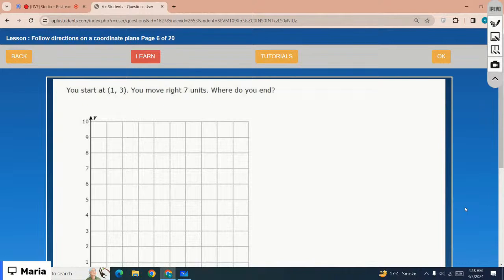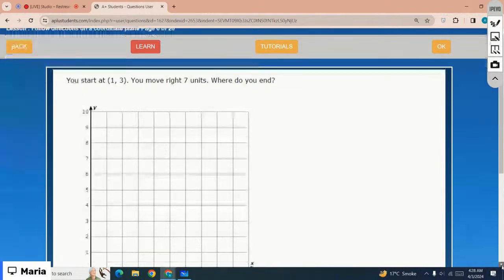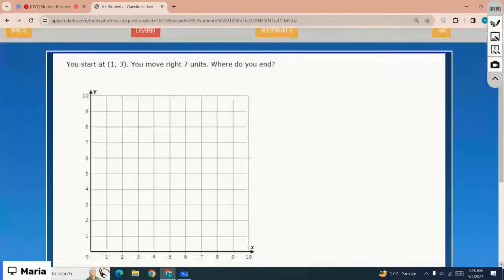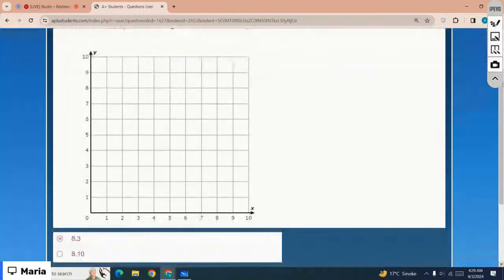You start at (1, 3). You move right 7 units. Where do you end? Yes, the correct option is (8, 3). Option number 1 is the correct option, right?